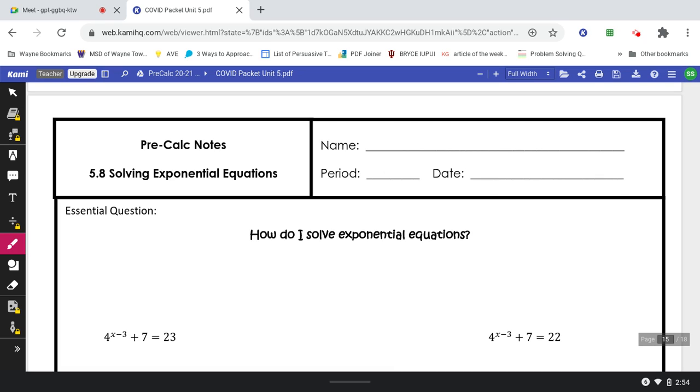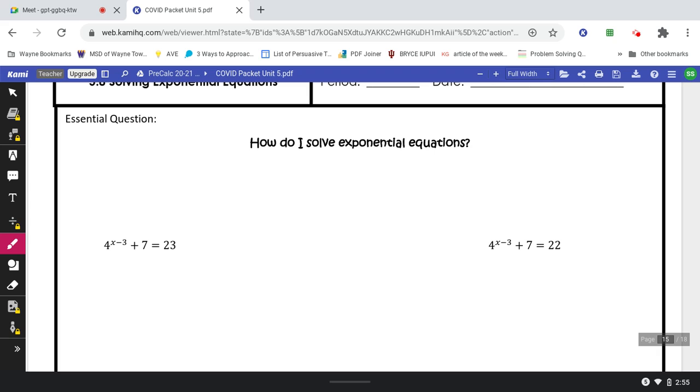These are the 5.8 notes for pre-calc. We are going to be solving exponential equations. So what we're doing here today, we have two equations that look very similar. One has a 23 at the end, one has a 22. So the first thing we're going to do is do basic algebra. By that, I mean add, subtract, multiply, or divide.